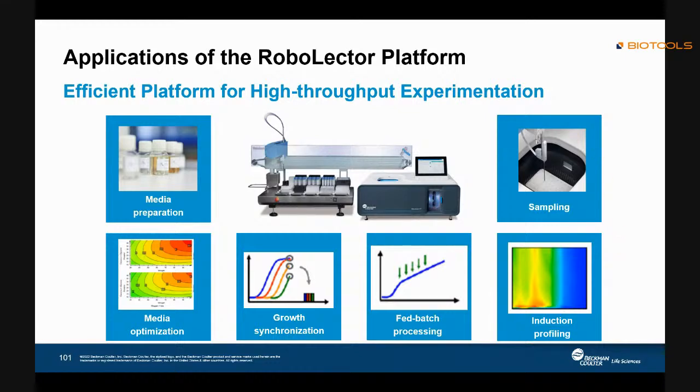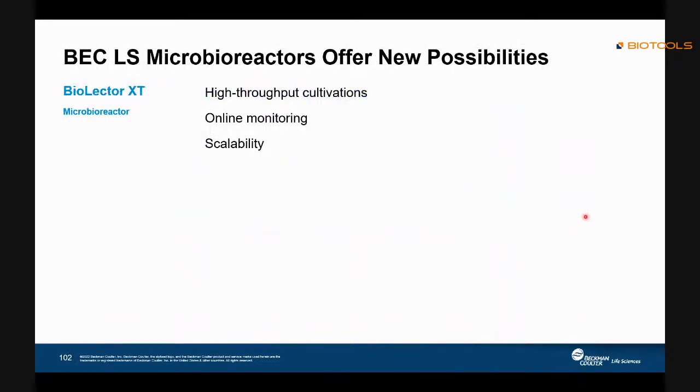So that's why with these microbioreactors, what we offer is some kind of new possibility. For the general model, we can do high throughput cultivations, 48 wells at the same time, and we can do online monitoring, so that it is some kind of scalability to help you.